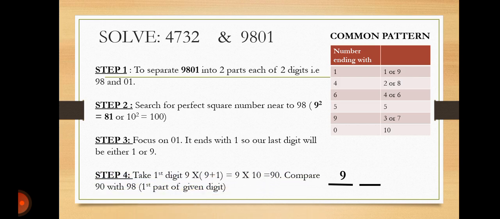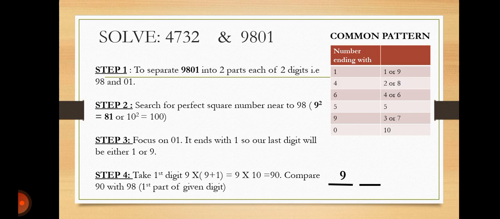Step number 4, this is very important and it's a bit tricky. Now we will take our first digit, which we got as 9, and add 1 to that number. So the rule is take the first digit 9 and multiply it with 10. How do we get 10? By adding just 1 to the given number. So our final answer is 90.